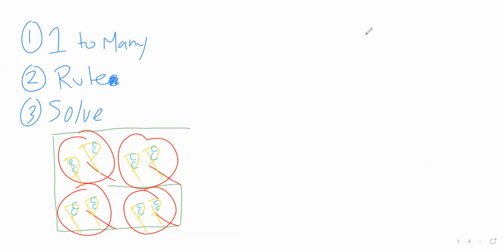But here's the question. Let's say we have 15 cups and we need to know, how many ounces is that? Well, step 1, one to many. So I'm going to make my T-chart.